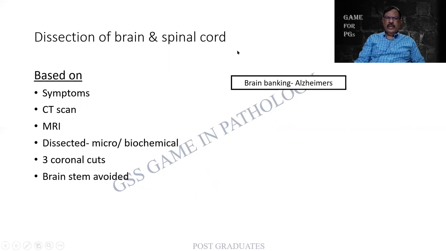As I told you, the dissection of the brain and the spinal cord is based on the symptoms with which the patient is presenting, the CT scan or the MRI, the other biochemical findings. Whatever it be, you find 3 coronal cuts are given, not much, so that you have an idea about what is happening. Some authors suggest that one half of the brain be cut coronally and the other half preserved as it is for further examination. The brain stem is avoided during the dissection.